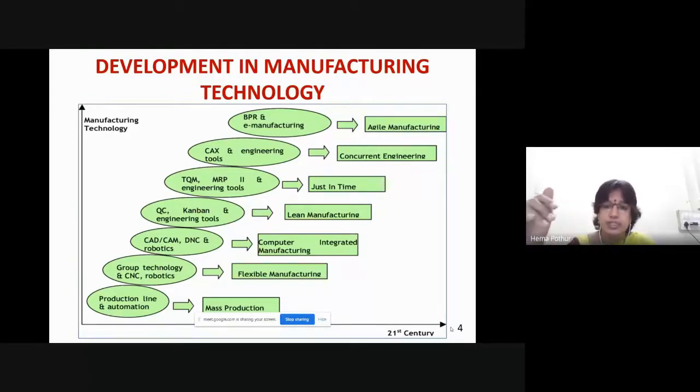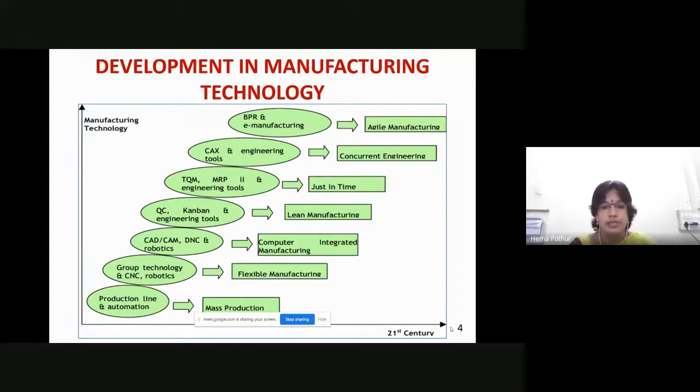The mass production which we have been familiar with from the good olden days of inflexible plants, where the production will be in terms of mass production. It's not job production, but mass production running on the production line. Further, we started developing a certain amount of automation in the production line in the case of mass production.